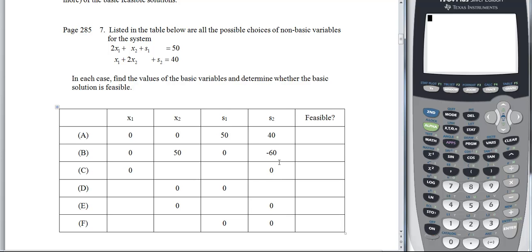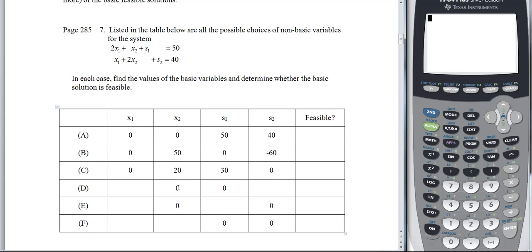X sub 1 is 0 and s sub 2 is 0. X sub 1 and s sub 2, so that means this one right here. For x sub 2, I'll need to divide both sides by 2, so my x sub 2 would be 20. For s sub 1, let's go right back up here. X sub 1 is 0, so I don't have to worry about that. X sub 2 is 20. So if I subtract 20 from both sides, my s sub 1 should be 30.